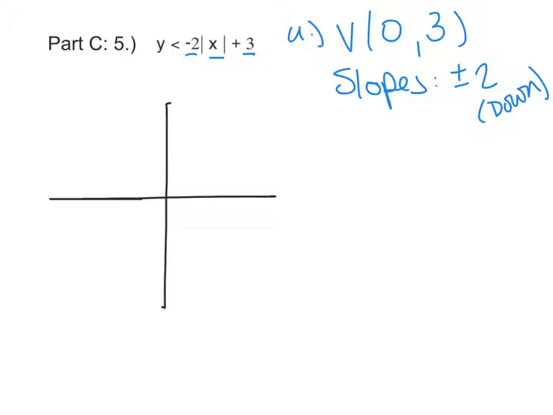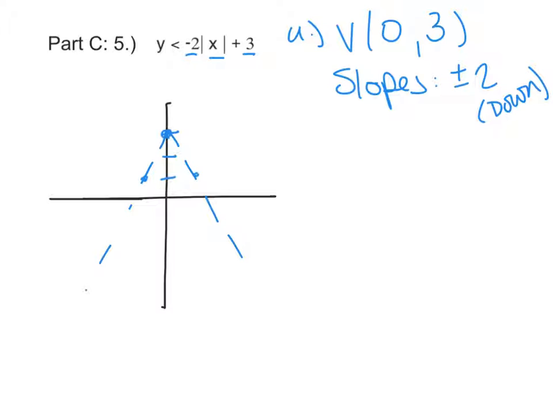Noticing that that negative 2 is negative, we have to remember that it's going to open down. So plot the vertex at 0, 1, 2, 3. And use our slopes of 2 and negative 2 to go down 2 over 1. Down 2 and back 1. And that's where the V is going to be. Now we have to figure out, should it be a solid line or dotted? Since that inequality is strictly less than and not less than or equal to, that means that the V is going to be drawn in as a dotted line.